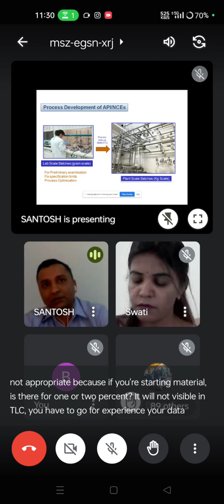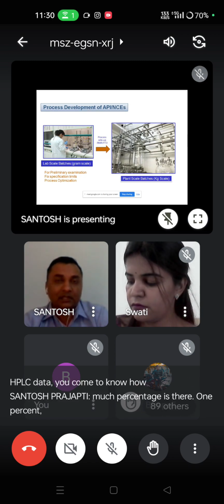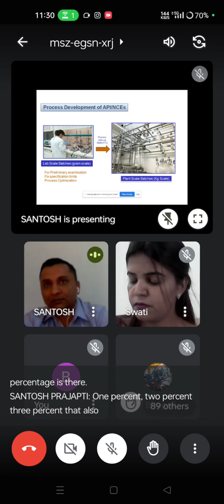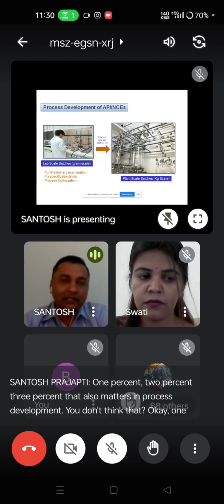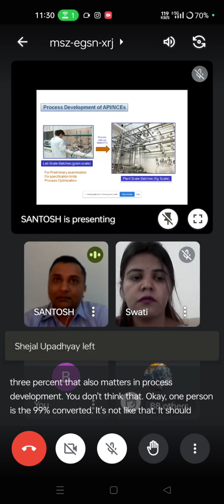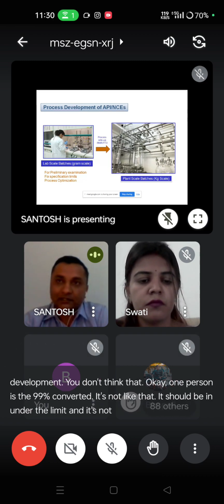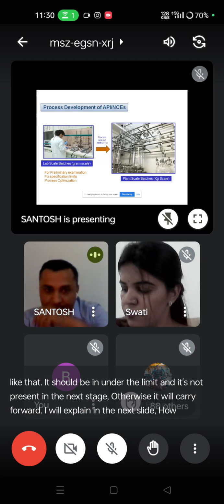From HPLC data, you will come to know how much percentage is there, 1%, 2%, 3%. That also matters in process development. You don't think that, okay, 1% is there now, 99% converted. It's not like that. It should be under the limit, and it should not be present in the next stage. Otherwise, it will carry forward. I will explain in the next slide how it takes place.